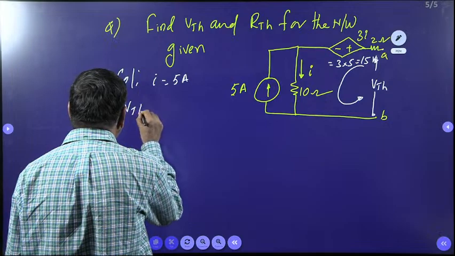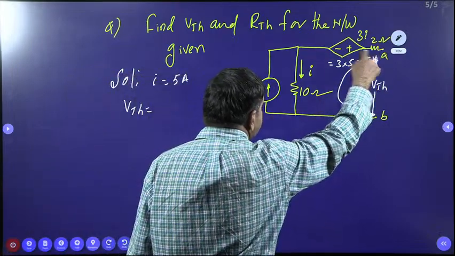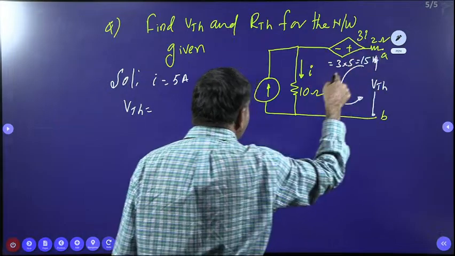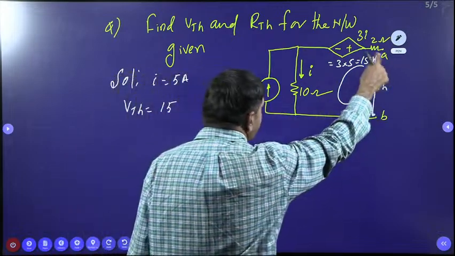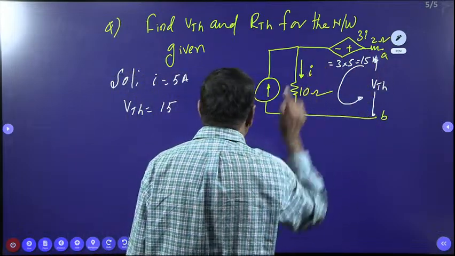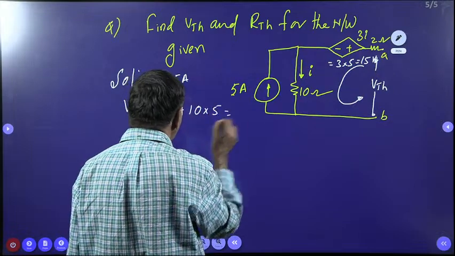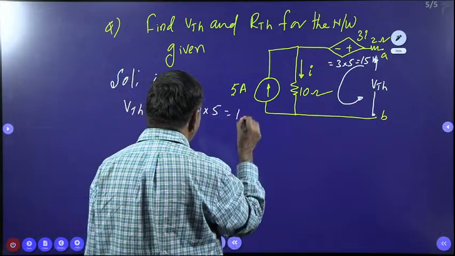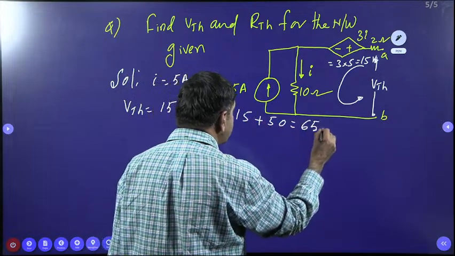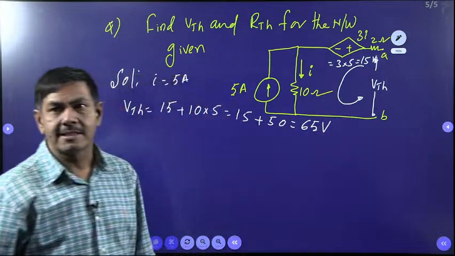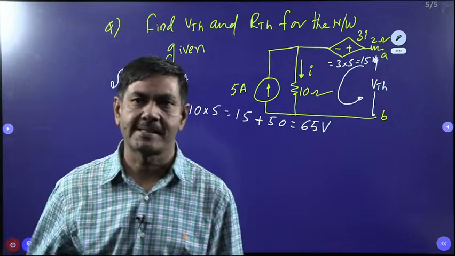VTH is nothing but, whenever KVL is applied, 2 into current, which is 0 in this path, plus 3I, which is 15, plus 15 volts when I go this side. When I go down, 10 into I is nothing but 50. Finally, 15 plus 50 is nothing but 65 volts. 65 volts we got. That is Thevenin's voltage.